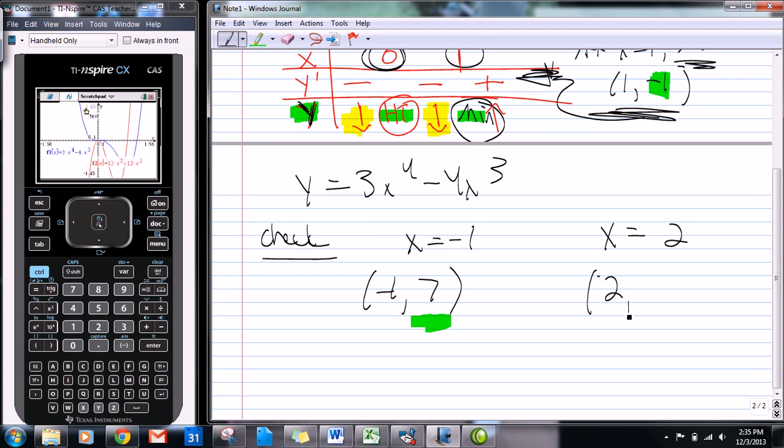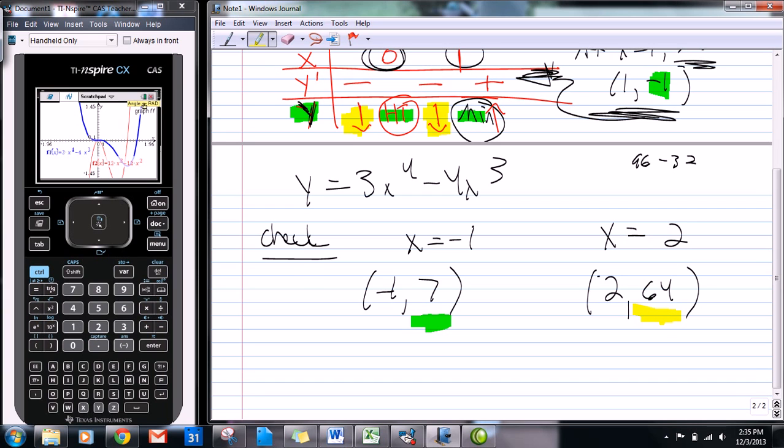So when I plug in a 2, let's see, 2 to the 4th is what? 2 cubed is 8, 2 to the 4th is 16. 16 times 2 is 32, 32 times 3 is 96. Minus 4 times 2 cubed. 2 cubed is 8, times 4 is 32. That's going to give me 64. I hope my arithmetic is good. This time of day, you never know. So that's the y value way up here.